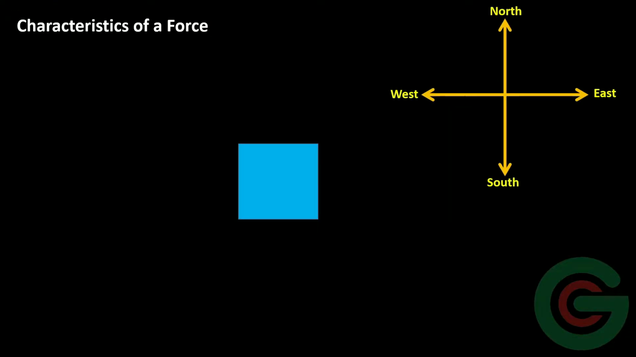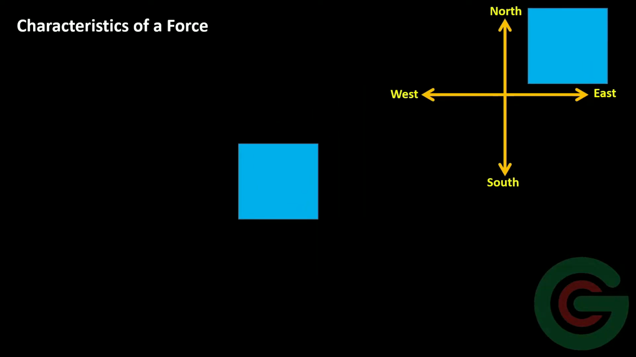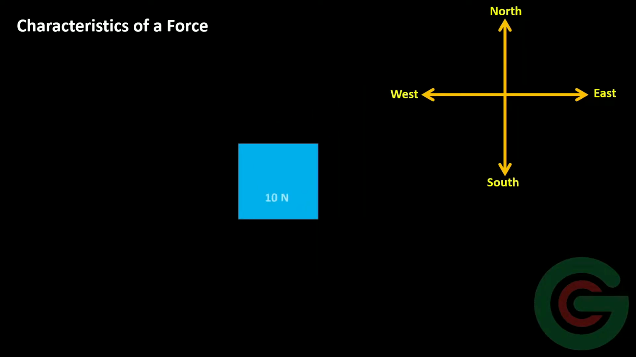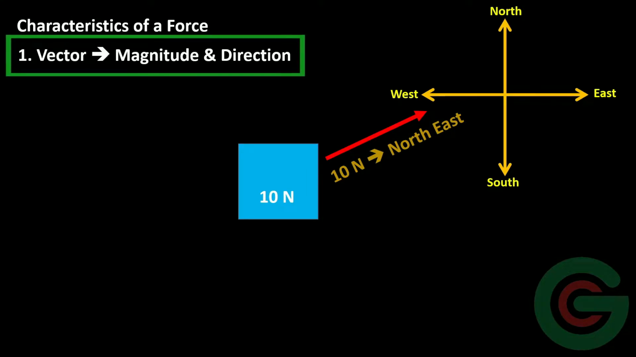Now let us discuss the characteristics of a force. Let us say that there is a box which needs to be moved to this particular location. If I am told that it requires 10 Newton force to push the object, still the information is not complete. I also need to be told about the specific location where it needs to be placed so that I can push it in that particular direction. So, force is a vector quantity which is specified by both magnitude and direction.